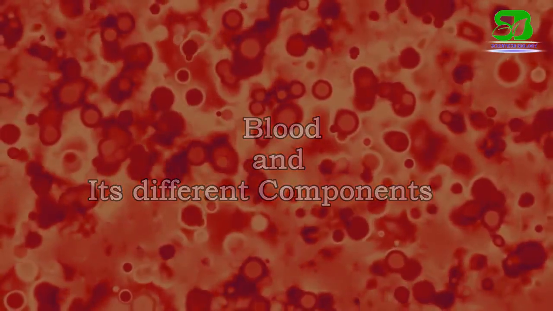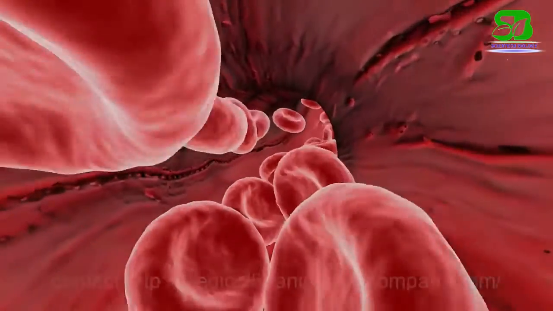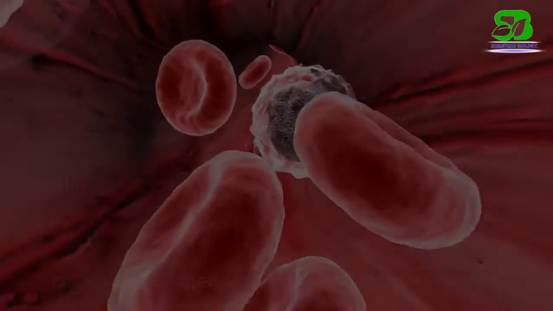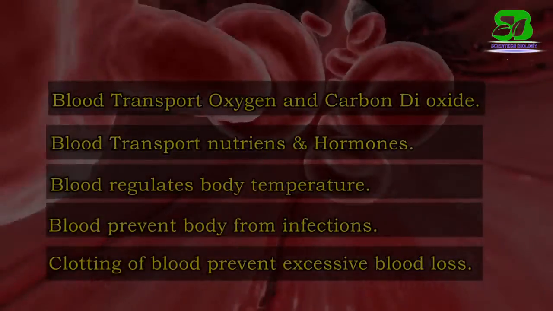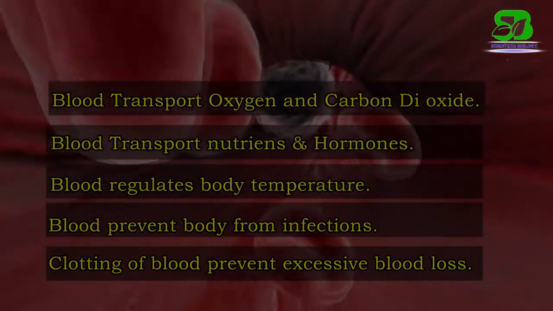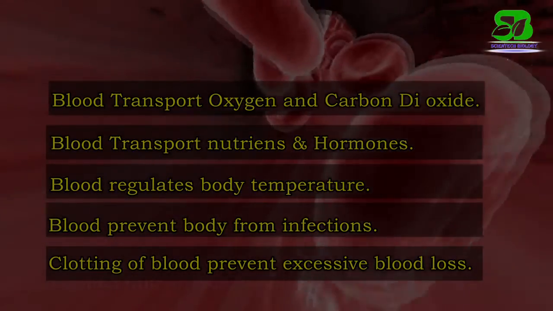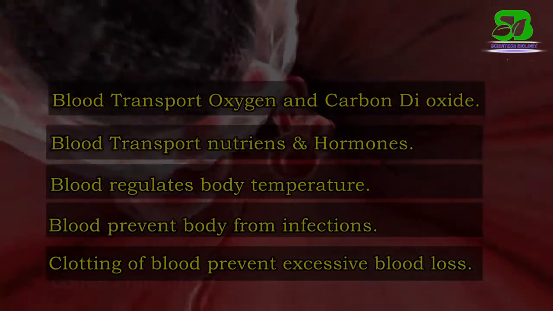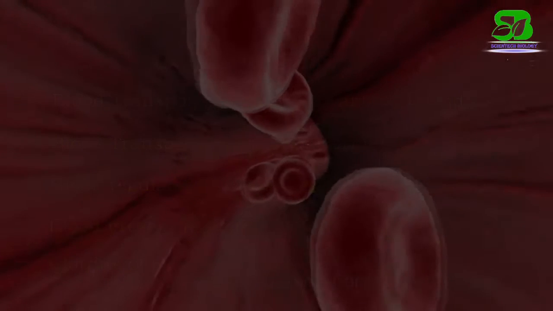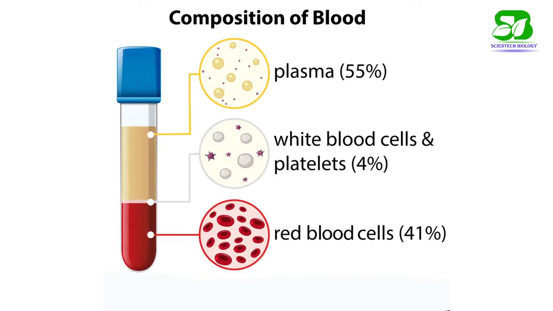Blood and its different components. Blood is a fluid connective tissue that performs several important functions. It transports oxygen from the lungs to the body cells and brings waste carbon dioxide from cells to the lungs. It also transports nutrients and hormones, regulates body temperature, protects the body from pathogens, and clots to prevent blood loss at the site of injury. Blood is composed of approximately 55% plasma and 45% formed elements.